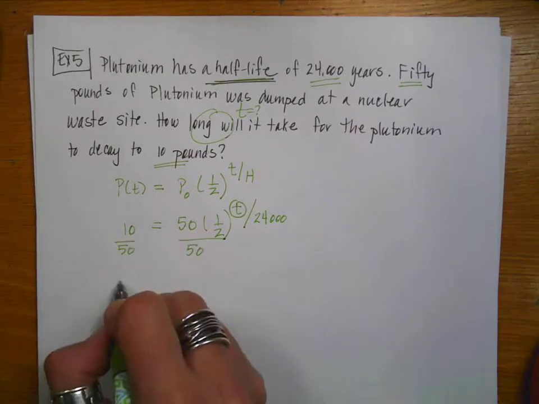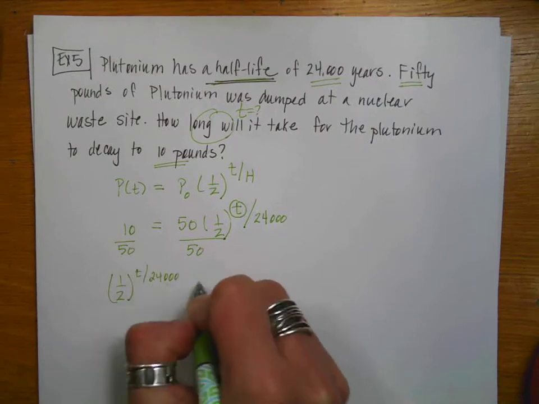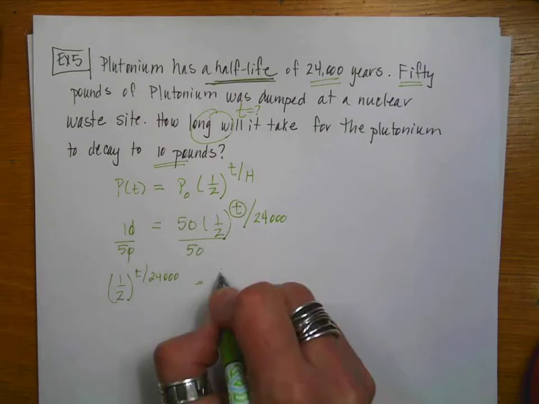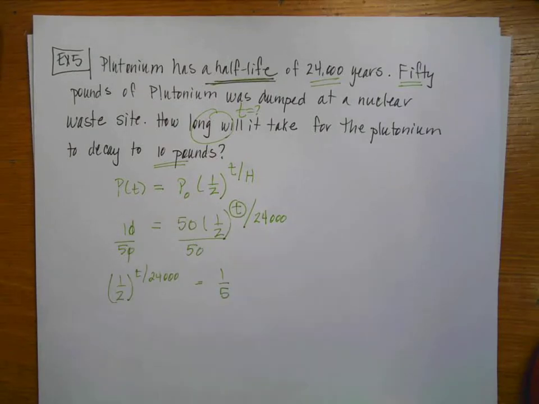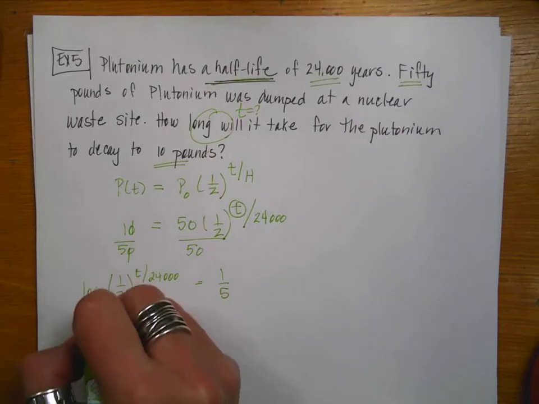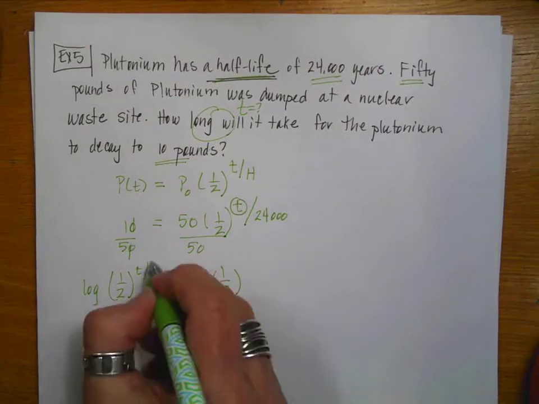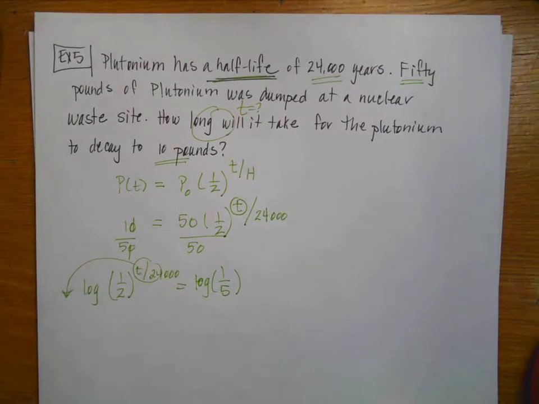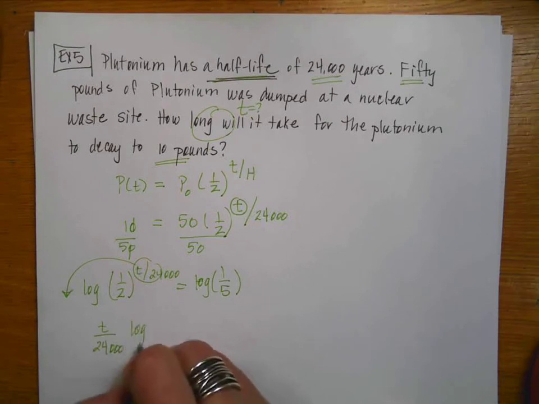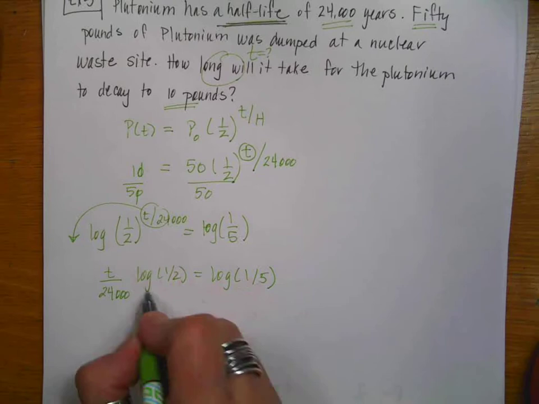So to start the problem, I'm going to divide both sides of the equation by 50. And so I'm going to get 1/2 times t divided by 24,000 is equal to, those zeros cancel, to 1/5. Okay? Now I'm going to take the log of both sides because my t is in the exponent position. So I'm going to write the log, and I'm going to write the log, put parentheses. Remember, this is an exponent, so it gets to go out front. So time divided by 24,000 log of 1/2 is equal to the log of 1/5.